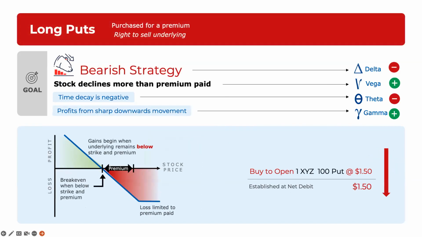And long puts have similar Greeks. The only difference is delta is negative, and that's because it's a bearish strategy. That's literally the difference. So the same thing that we have to overcome for long puts is theta. So that's what we're going to focus on, and understanding the value. That's going to help us pick our strike prices. It's going to help define our exit strategy, and so on and so forth.